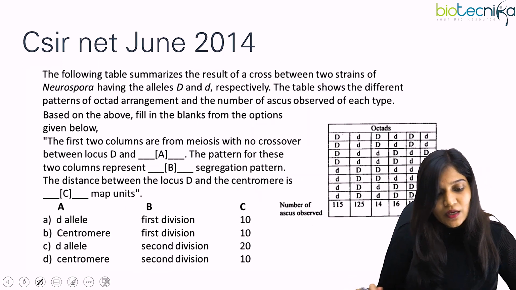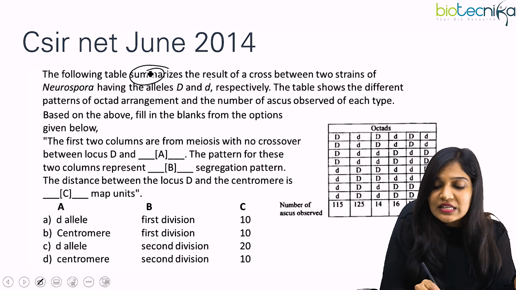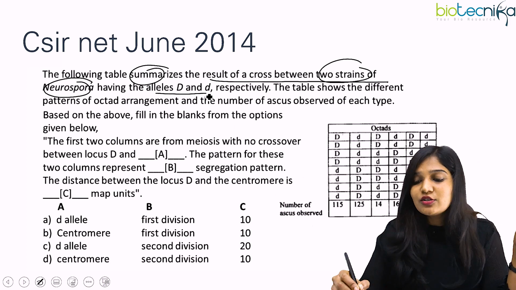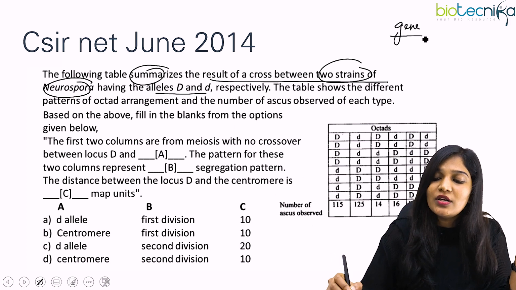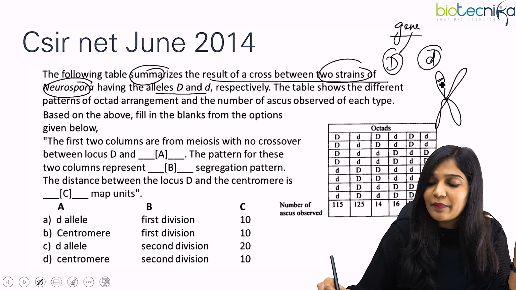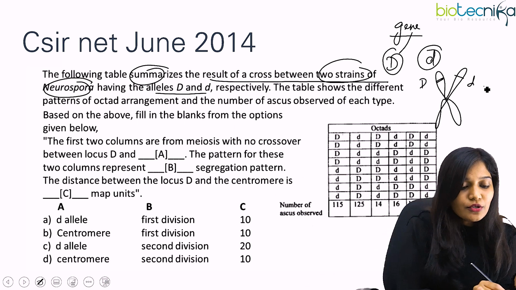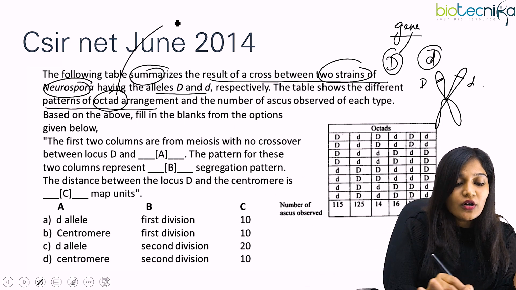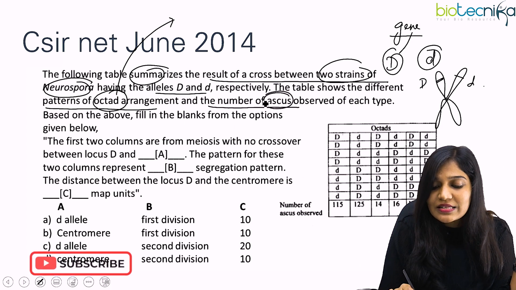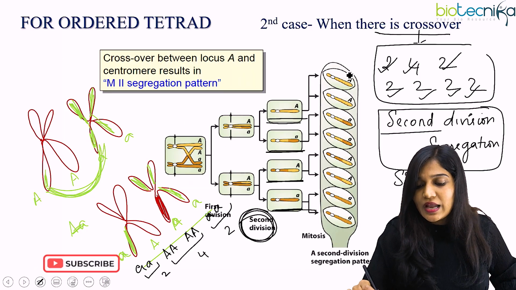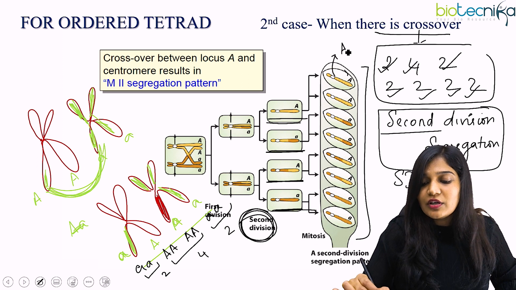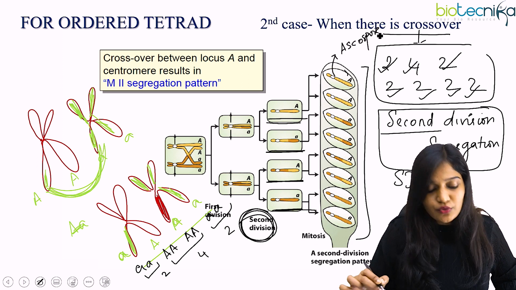Okay. The following table summarizes the result of a cross between two strains of Neurospora. They have given 2 alleles. So the gene is going to be D gene, which has capital D and small d. Suppose let's write it like this, which is capital D here, small d here. The table shows different patterns of octet, which means they're talking about haploid sets, which can be any way possible. And the number of ascus. Ascus is nothing but this one only. This is ascus sac, the complete one which is inside. And everything, we call it ascospore. Each individual is called an ascospore.